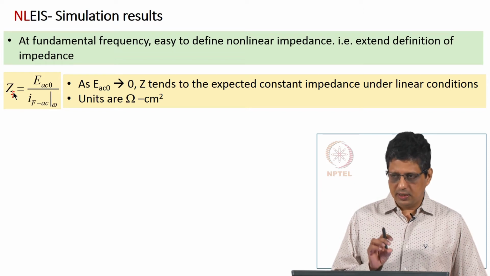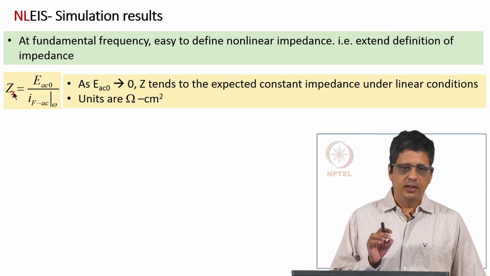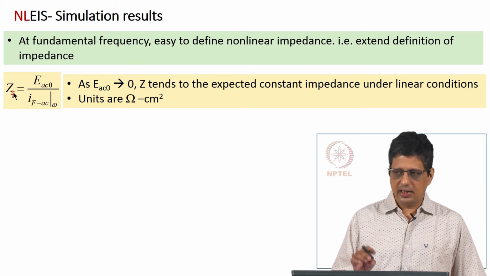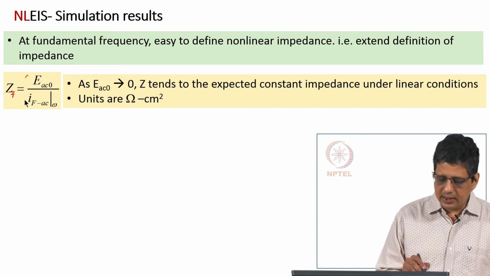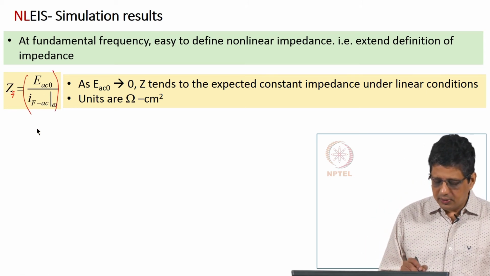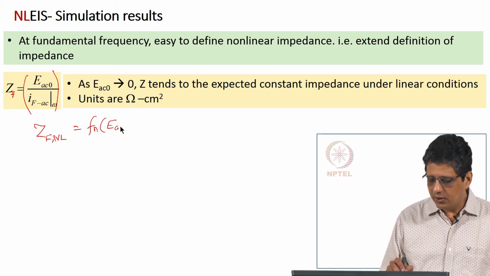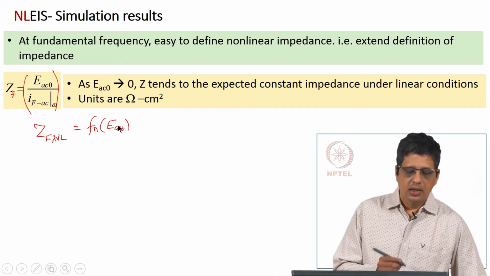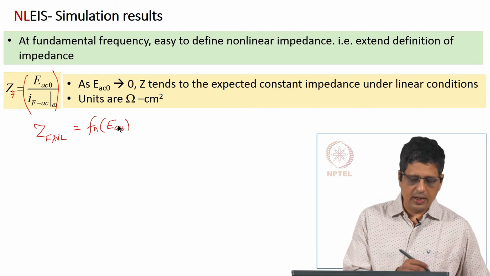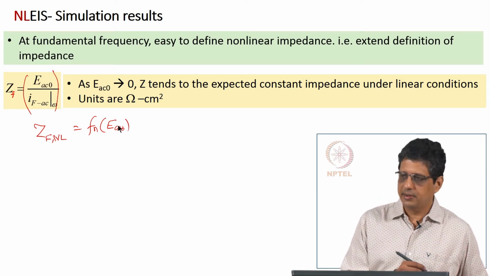When EAC0 is large and the current response contains the response at the fundamental and at higher harmonics, we can still take the response at the fundamental and take this ratio. In that case, Z of NL is going to be a function of EAC0. The units are going to be ohm centimeter square. The current is current density actually, so it is going to be ohm centimeter square for this impedance.